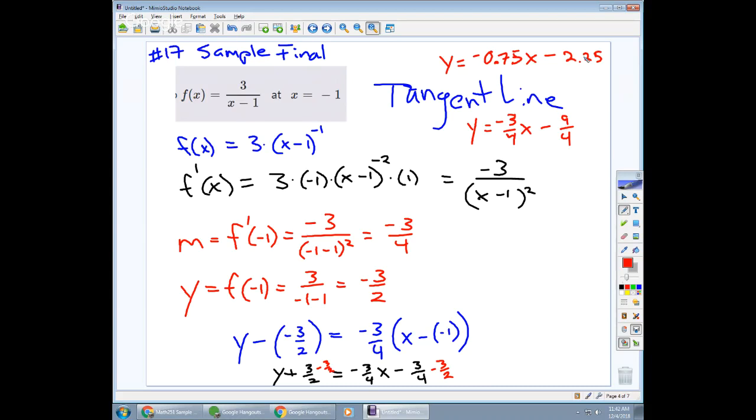And then I have no idea if I screwed this up. What should I do to check? Plug it in. Yeah, plug it in the decimals. Graph the tangent, see if they're tangent at x equals negative 1. So the tangent line would be the y minus 4. This would be the tangent line, yeah.